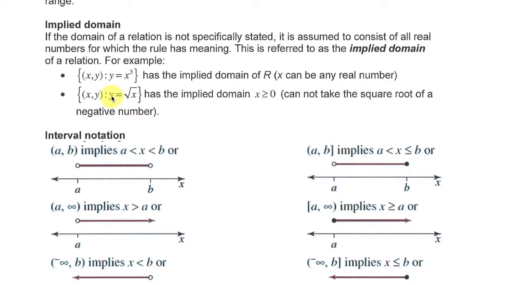However, if we look at the rule y equals the square root of x, we know that we cannot find the square root of a negative number. So if we substitute x equaling -4, we will not produce a y value. So -4 should not be included in the implied domain. So with the implied domain, for where does this rule have meaning, we're going to consider the x values which are greater than or equal to 0.